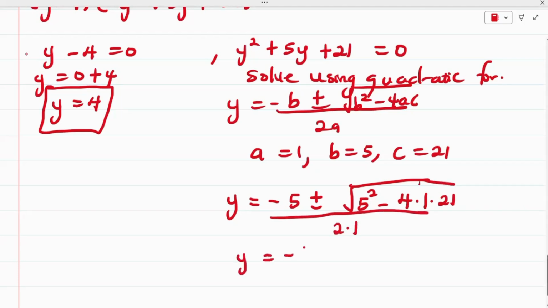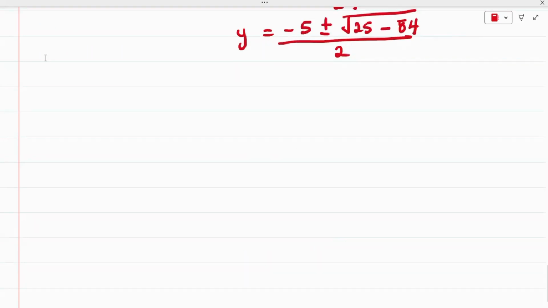So y is equal to minus 5 plus or minus the square root of 5 squared, which is 25, minus 4 multiplied by 1 multiplied by 21, which is going to give us 84, divided by 2 multiplied by 1, which is 2. So from here we have y is equal to minus 5 plus or minus the square root of 25 minus 84, which is going to give us minus 59, over 2.